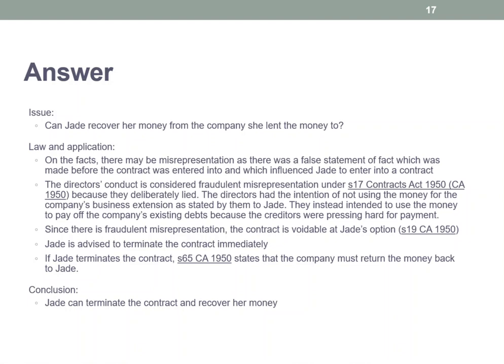The directors had the intention of not using the money for the company's business expansion as stated by them to Jade. They instead intended to use the money to pay off the company's debts because the creditors were pressing on them. Since there is fraud, misrepresentation, the contract is made voidable at Jade's option. Section 19 says that. And Jade is advised to terminate the contract immediately. And once the contract is terminated, Section 65 says the company must return the money to Jade. Conclusion, Jade can terminate the contract and recover her money. Do you understand? Are there any questions?